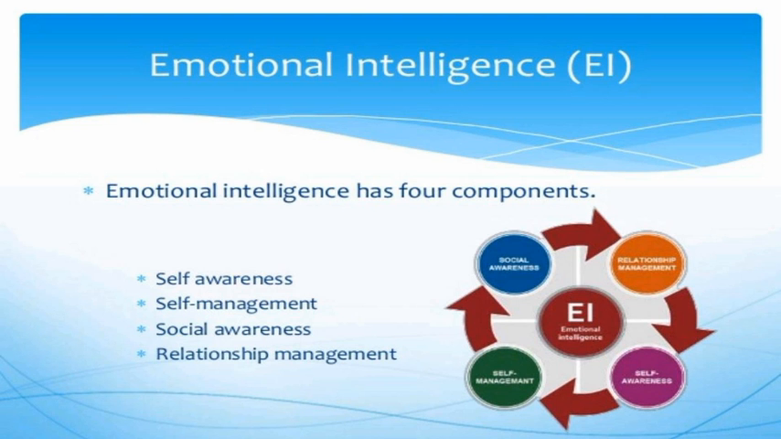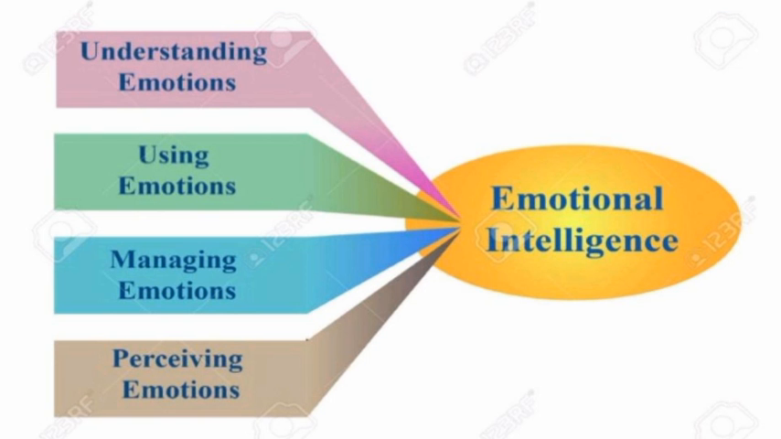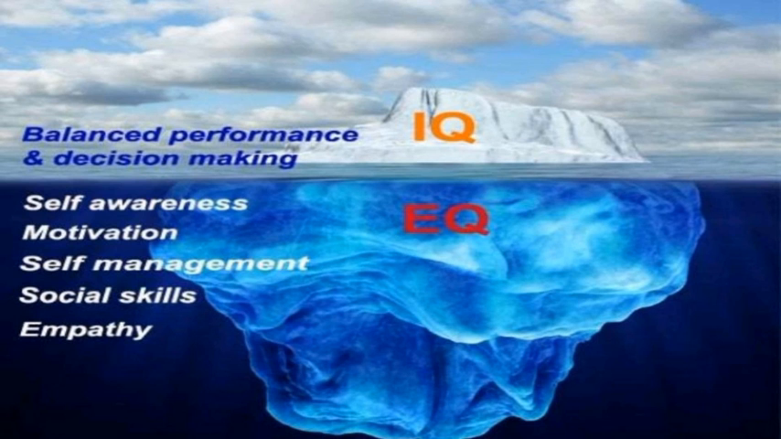Emotional intelligence, EI. EI has 4 components. They are self-awareness, self-management, social awareness, and relationship management. Emotional intelligence is related to understanding emotions, using emotions, managing emotions, and perceiving emotions. EQ is balanced performance and decision making. If one has self-awareness, motivation, self-management, social skills and empathy, automatically the IQ will be raised.